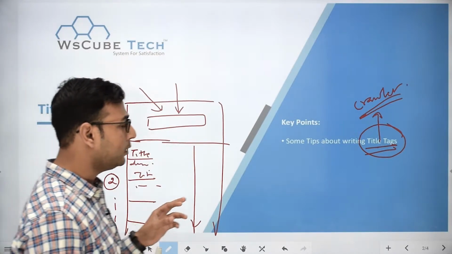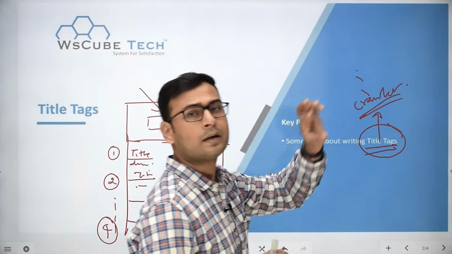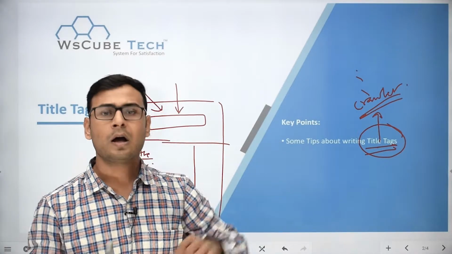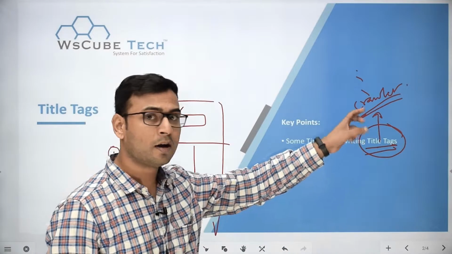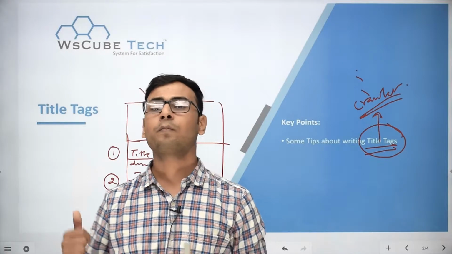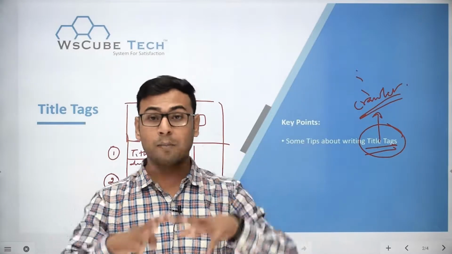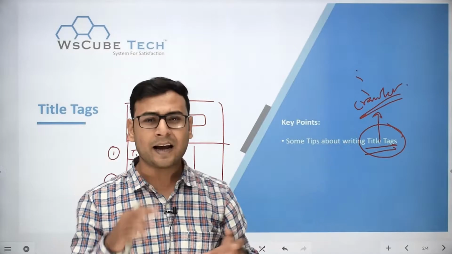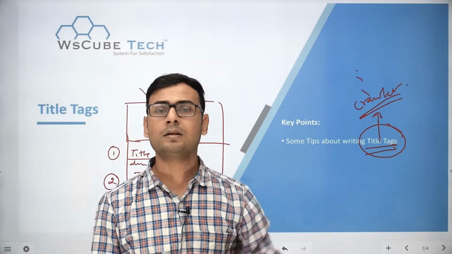So if you are writing your title tag only for the crawlers, only for the Google crawlers, only for the Google algorithm, that is not the right thing. You have to make a perfect balance between the crawlers and the users. You cannot ignore any one of them, because if you are ignoring the crawler, you won't be able to rank, and if you are ignoring users, you won't be able to get clicks, right? So there will be no traffic if you are ignoring users, and there will be no rank if you are ignoring the crawler. That is why I say that writing title tags is very important, because you have to find that optimum balance between crawlers and users.